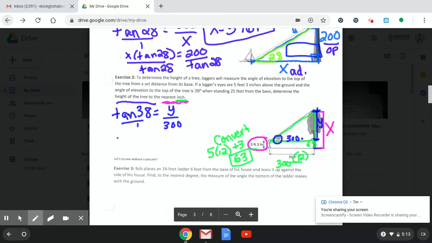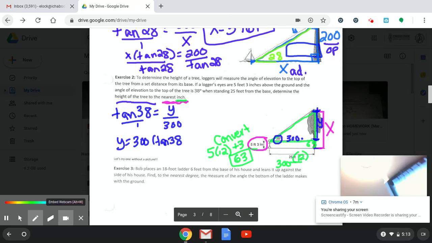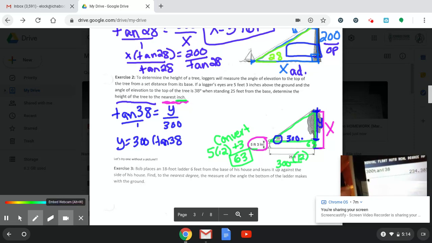So when we cross multiply, Y equals 300 times tan 38. And into our calculator, 300 tan 38 will give us 234.3856. Now those 4 decimal places, the 3856 is going to be important.